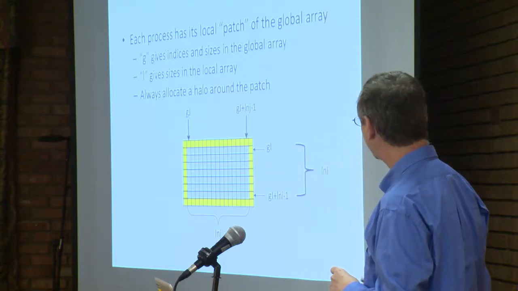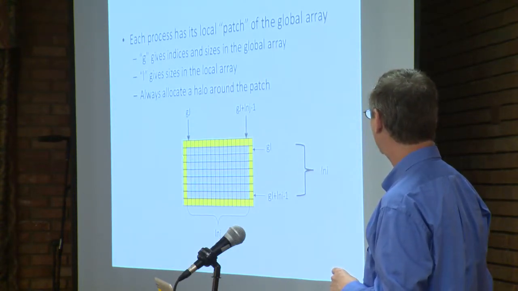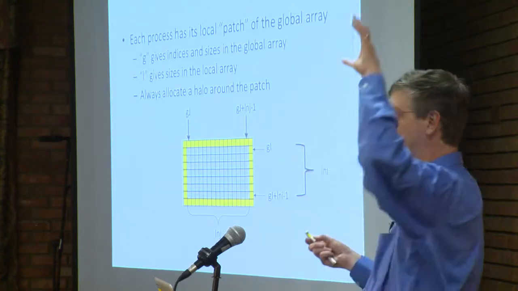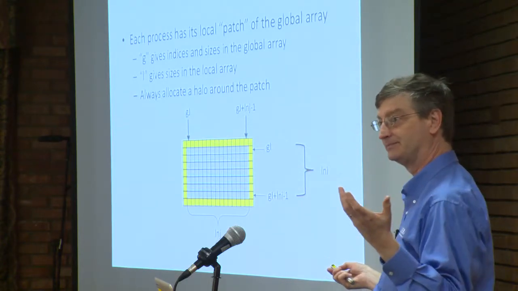GJ gives you the J index of the first column of the local patch in the global array. So it tells you where to put it that way. And GI does the same thing for the I index.